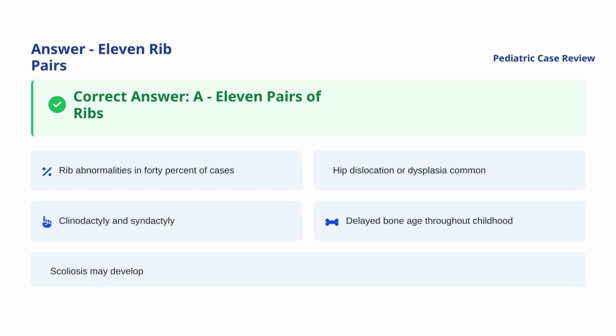Approximately 40% of Seckel syndrome patients have 11 pairs of ribs instead of the normal 12. Hip dysplasia or dislocation occurs frequently, requiring orthopedic monitoring. Clinodactyly and syndactyly affect the hands. Bone age is consistently delayed throughout childhood. Scoliosis may develop and require surveillance. These skeletal findings contribute to the overall short stature.